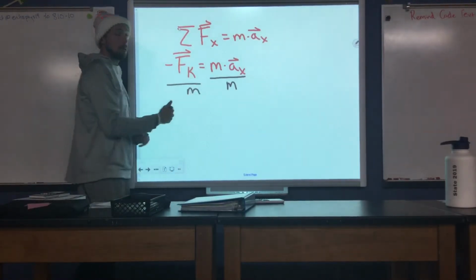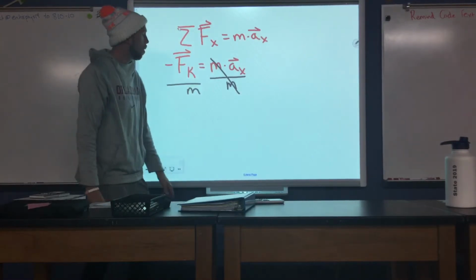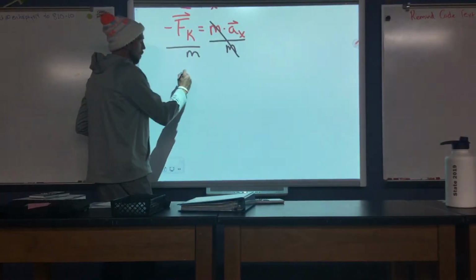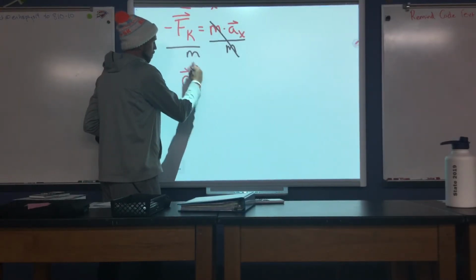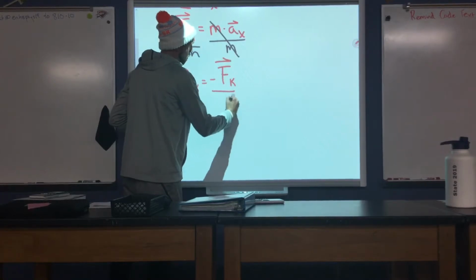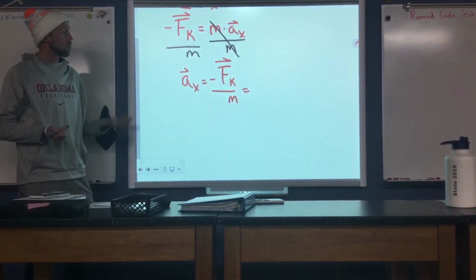Negative Fk over m, we can plug those values in. M over m, those will reduce down to 1. So now we'll have an expression that looks like this. Our acceleration in the x direction is equal to negative f sub k divided by m. And now, it's really just a matter of plugging in our variables.